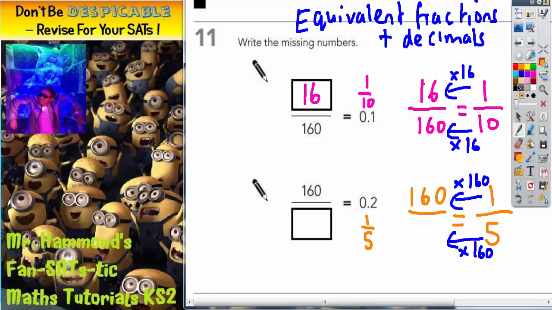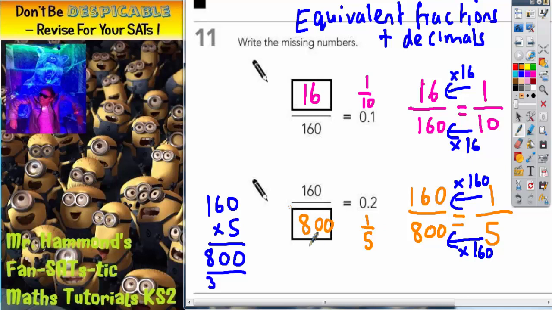But that's not too much of a problem, because all we've got to do is a quick method over here. 5 lots of 160, 5 zeros are 0, 5 sixes are 30, put your 0 in, carry your 3, 5 ones are 5, plus the 3 is 8. Therefore, 5 lots of 160 is 800. So the number on the bottom of this fraction needs to be 800. And there's the two answers.